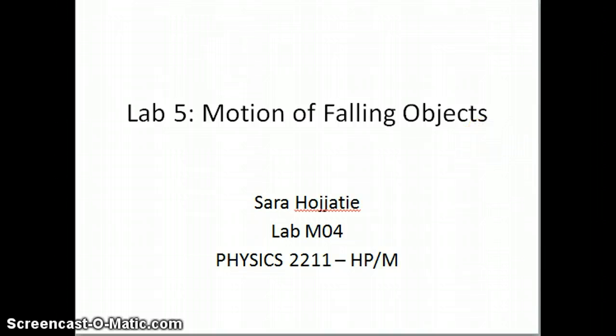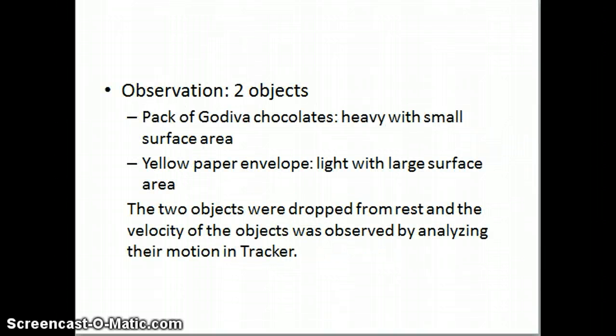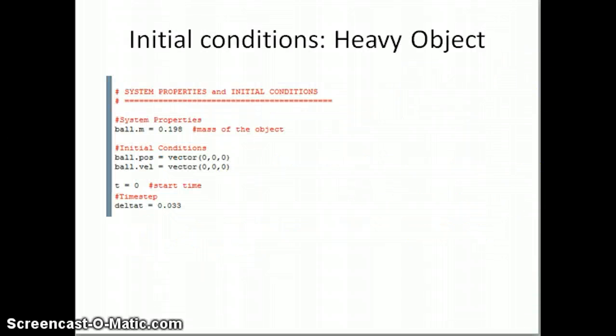In this lab, the motion of two objects was observed: one heavy object with a small surface area, which was a bag of Godiva chocolates, and one small lightweight object with a larger surface area, which was a yellow folded paper. The main objective of this lab was to observe the effects of gravity and drag on two objects and compare the differences in the amount of drag for each object, ultimately seeing if the objects reach a terminal velocity.